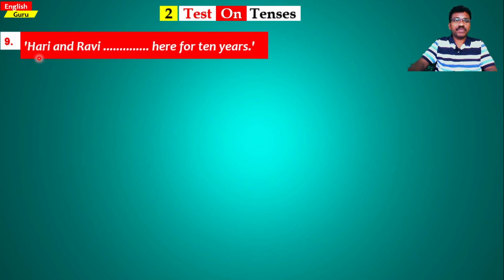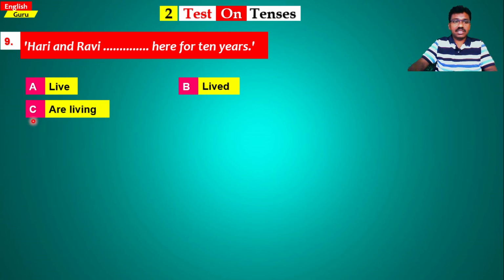The next question, Hari and Ravi dash here for 10 years. This is a question. Let us see the options. A, live, B, lived, C, are living, D, have been living. So let us read the question. Hari and Ravi dash here for 10 years. So "for 10 years" is a key word here. So they have been living here.